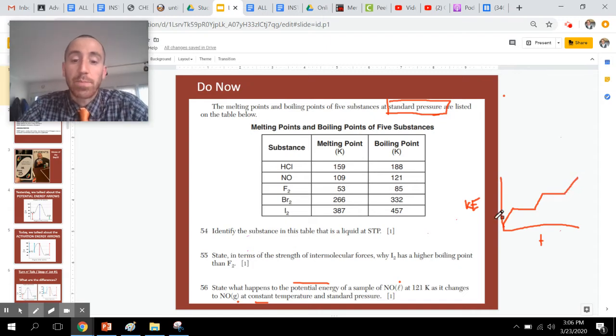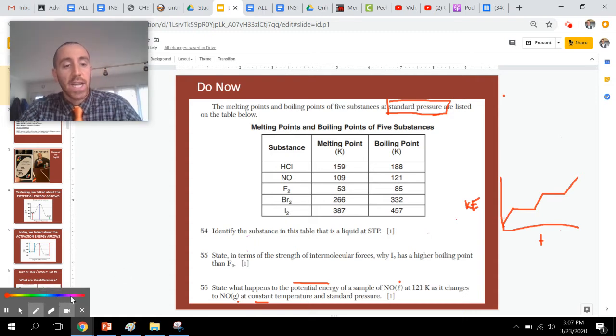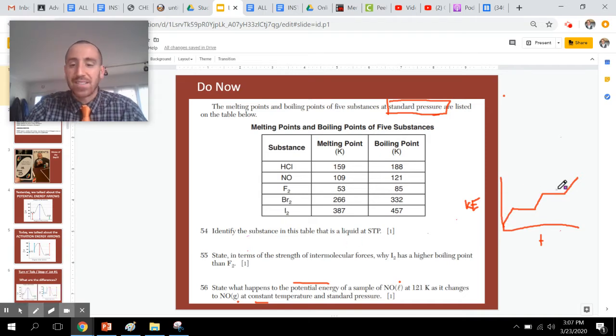So what happens to the potential energy of a sample of liquid as it changes to gas at constant temperature? Once you read the question very carefully, you know that you're dealing with a liquid turning to a gas at constant temperature. So if you're picking out a line, you should be right here. This is the line that the question is asking you to make a connection to. Here I have a liquid turning to a gas at constant temperature.